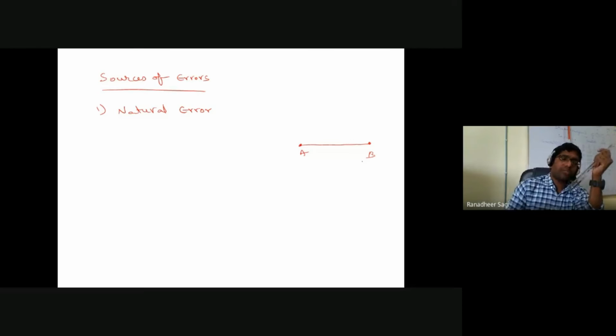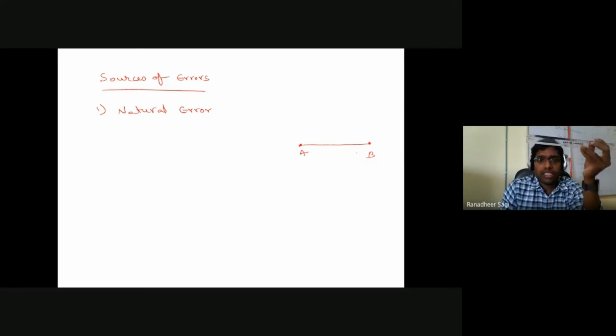Now, what does this natural error mean? Let's say, for example, I'm talking about a scale, or maybe a chain, or maybe a tape that I have for measuring some linear measurements. Let's say I have one point here, I have another point here. Let's say this is point A, this is point B, and I'm just trying to measure the distance between these 2 points.